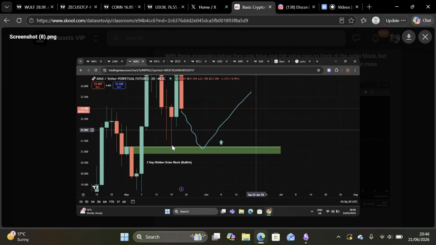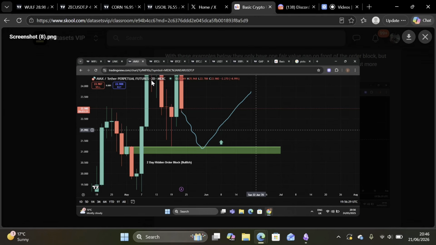Okay. Now, see this wick. You see the way the wick has not tapped into the bodies of the order block behind the fair value gap. That means that these orders still need to be filled. So these orders, and the higher the time frame, the more powerful. You'll notice that this is on the 2-day time frame right here.